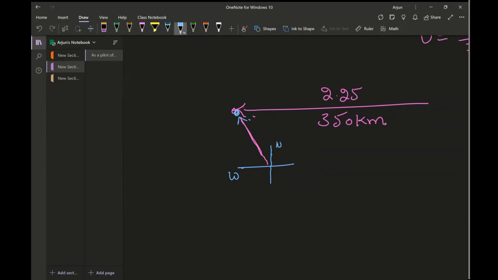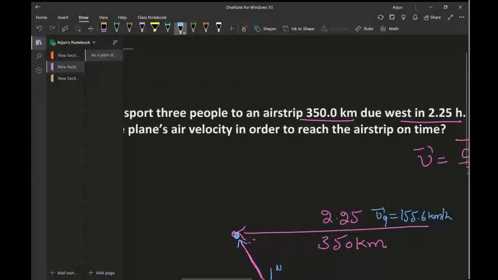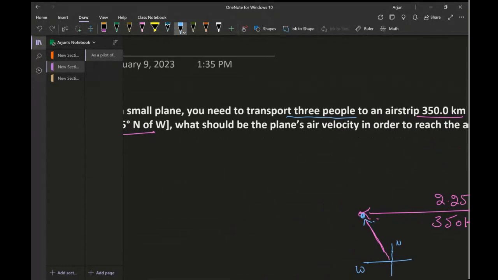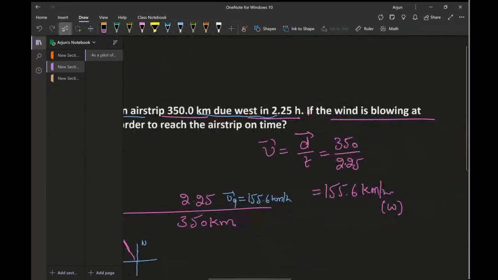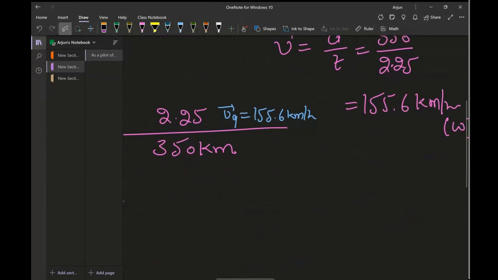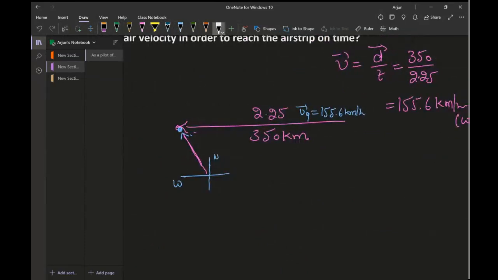And so I can call this one as VG. VG equal to 155.6 kilometers per hour, because that's what it says, that you need to transport three people on an airstrip due west. Okay, so that's why I will call it as VG. And the plane then obviously should fly somewhere in this direction. That will be the plane's actual speed, so VA.